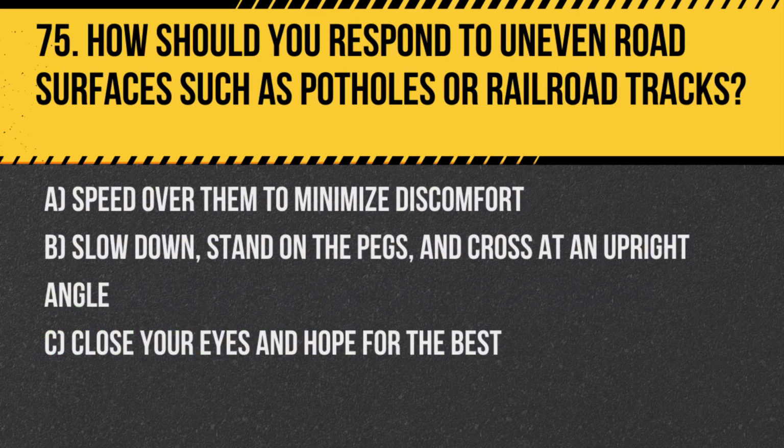Question 75. How should you respond to uneven road surfaces, such as potholes or railroad tracks? A. Speed over them to minimize discomfort. B. Slow down, stand on the pegs, and cross at an upright angle. C. Close your eyes and hope for the best. Answer: B. Slow down, stand on the pegs, and cross at an upright angle. This approach minimizes the impact and helps maintain control.